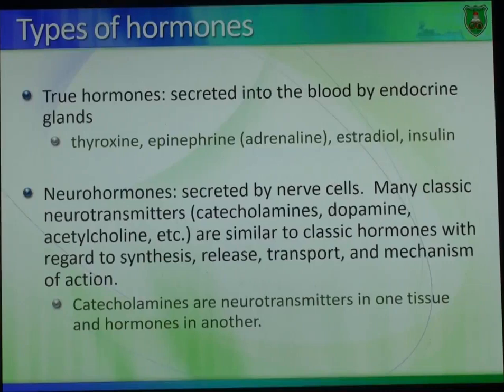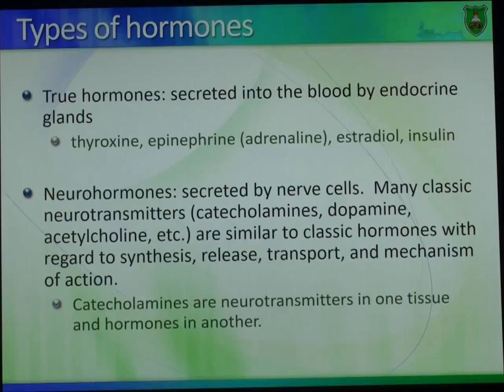Now, if we define hormones, we can classify them into two types broadly. We have true hormones, which are secreted by the endocrine glands, and these include thyroxine, epinephrine, and estradiol, etc. But we also have neurohormones, which are chemicals that are secreted by the nerve cells, and they can affect other organs like muscles, for example. And some of these hormones can also act like neurotransmitters as well.